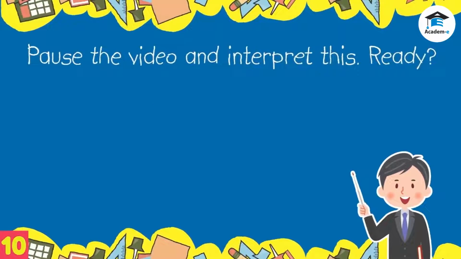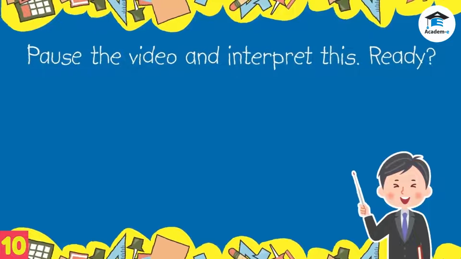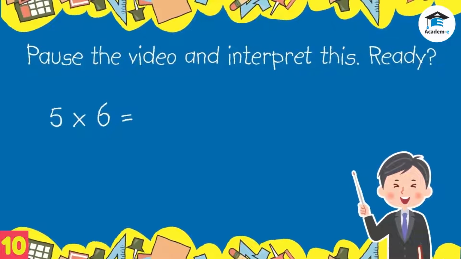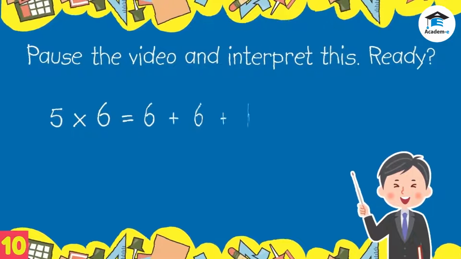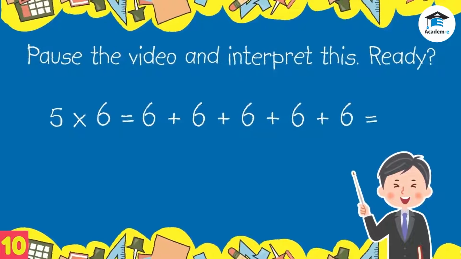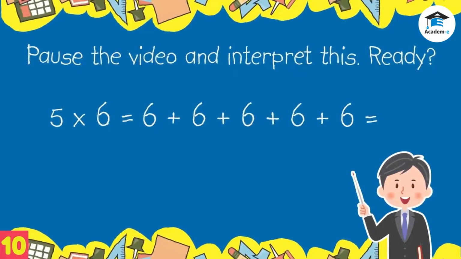Pause the video and interpret this. Are you ready? 5 times 6 is equal to what number? One way to interpret this is to say that there are 5 groups of 6s. So, we could say that this is equal to 6 plus 6 plus 6 plus 6 plus 6, which is equal to 30.